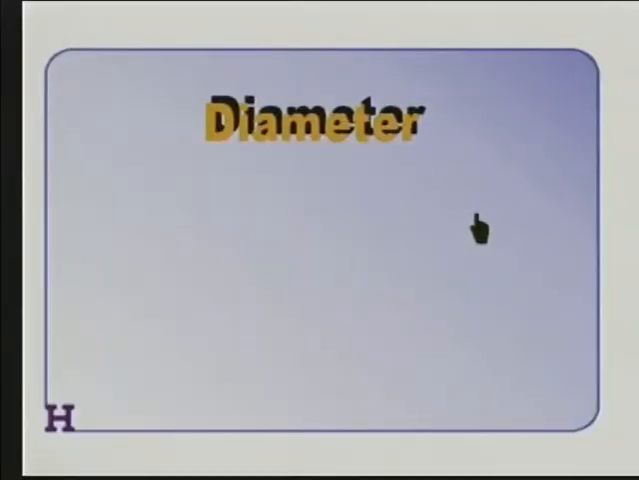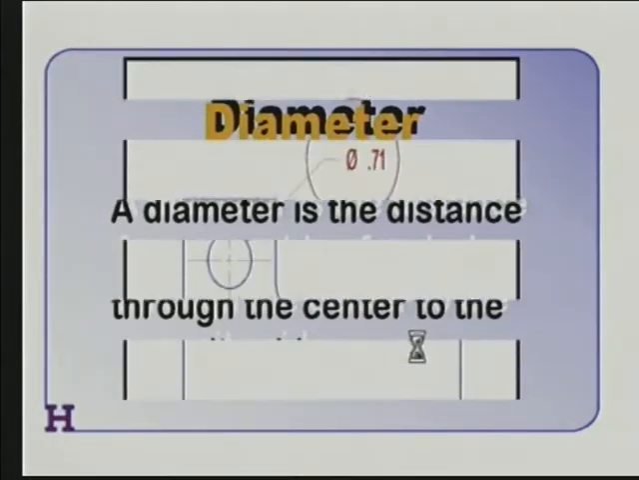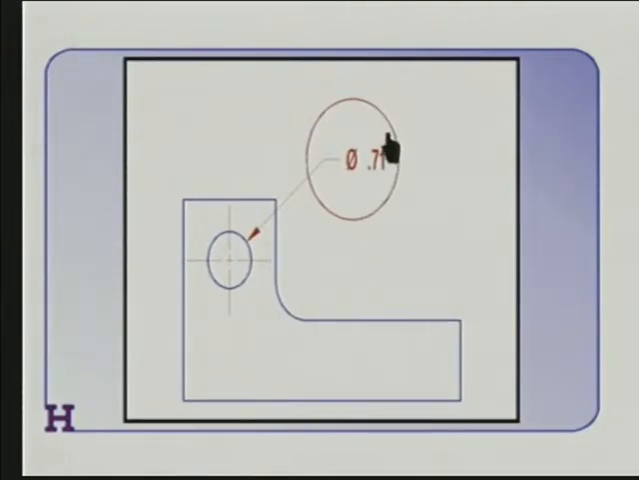And similarly, we dimension diameters. A diameter is the distance from one side of a circle through the center to the opposite side. Here's an example of dimensioning a diameter. In this case, we're using a leader line again. And now, in the standards currently, we use a diameter symbol, which is the Greek letter phi, this little circle with a slash through it. And as is the case with the radius dimension, the symbol precedes the numerical value. So we have the diameter symbol followed by the numerical value.